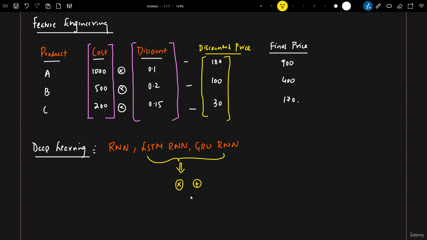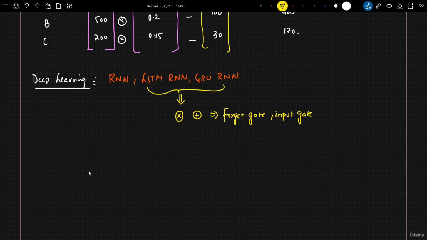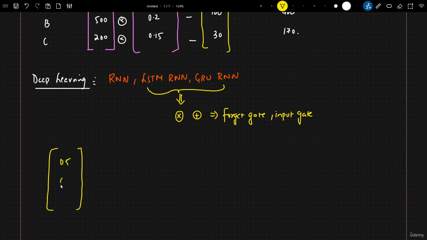We also use element-wise addition, okay? And why do we use it? There is a concept of something called forget gate, input gate, right? That is where we use these gates. Because you can see, once we do element-wise multiplication, let's say that I have some signals over here. Let's say I have some values over here, which look like this, okay? Let's say some values are like 0.5, 0.6, 0.3, okay? And if I consider another vector, let's say this vector is 0, 0, 1, okay?